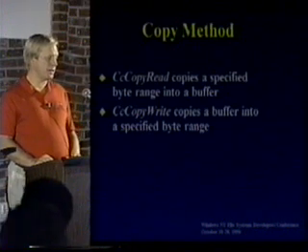CcCopyWrite is the function that writes data into the cache, and it's basically the same interface. You say, well, here's my cache file object, here's a byte file offset and byte count of the range of bytes that I want to write in the file. Here's the buffer that contains those bytes, and the cache manager will now copy your buffer into the cache and mark that affected page as dirty, so that it ultimately gets written by the lazy writer.